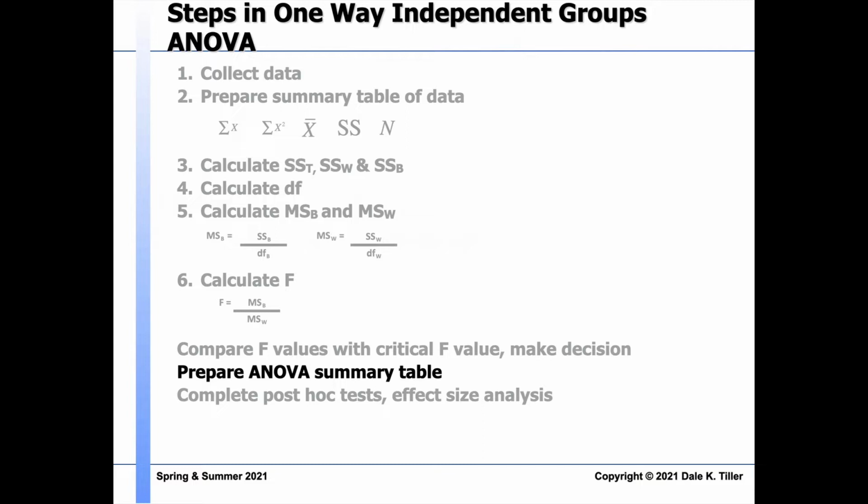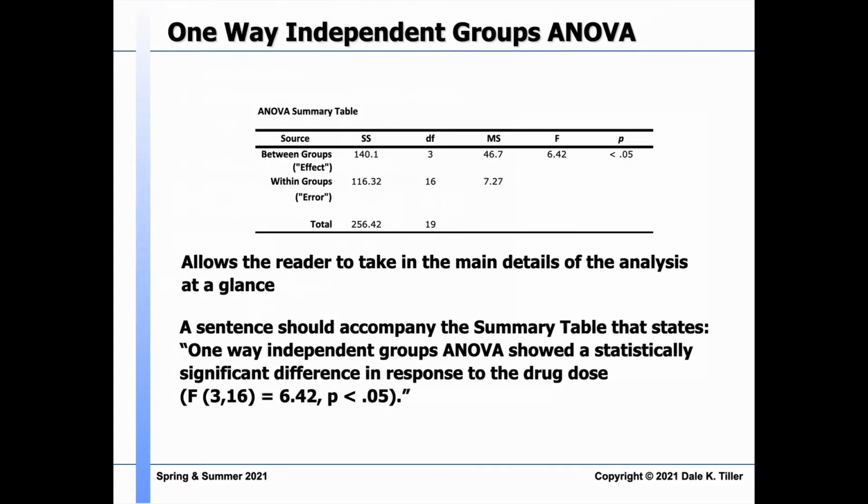So I think we'd gotten to the step where we were about to prepare the ANOVA summary table. The next slide shows the ANOVA summary table that we would prepare. It basically allows the reader to take in the main details of the analysis at a glance, and it provides us with the sums of squares, the degrees of freedom, the mean squares, the value of F, and the probability value associated with that F value for the analysis.